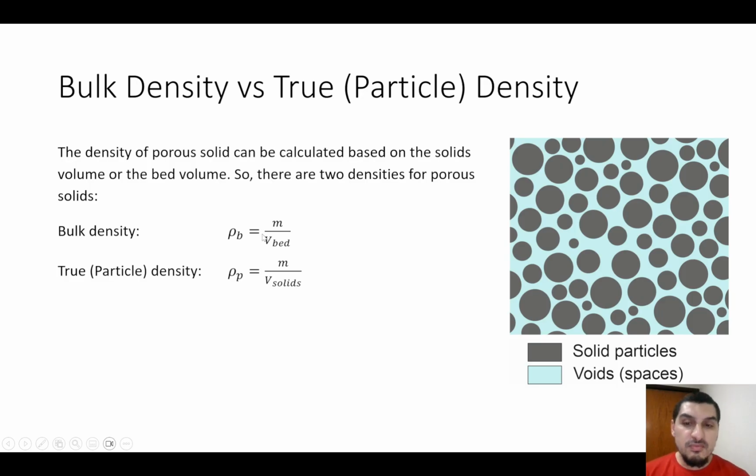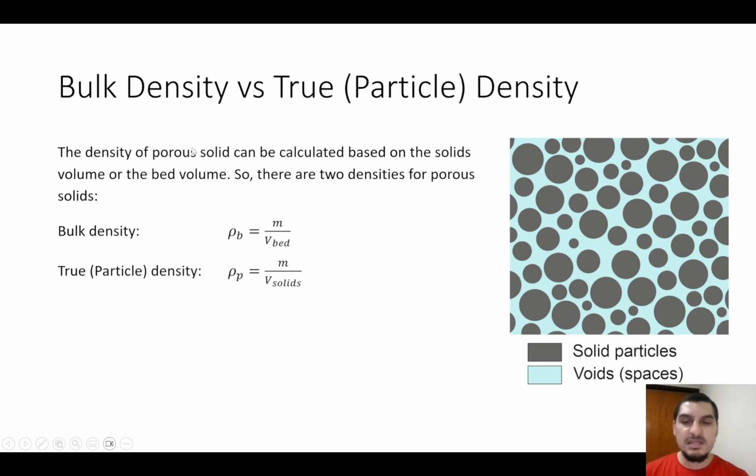Of course, when we calculate this density, we should include the total mass of the bed, but usually the solid particles are much denser than the voids or the space. It's air. The density of air is 1 kilogram per meter cubed, and the density of the solid particles is maybe 3,000, 4,000 or something like this. So it's like 1,000 times more dense.